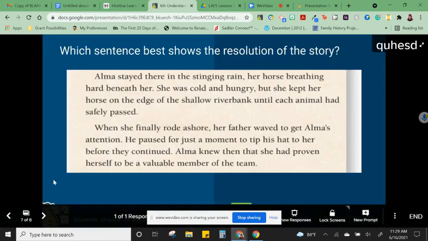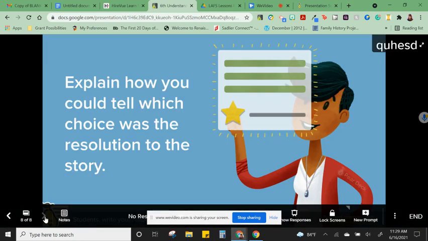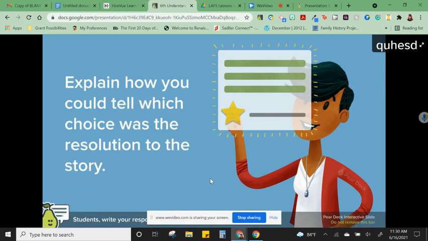I would hide my responses. And our final exit ticket question for this mini lesson is: explain how you could tell which choice was the resolution to the story. So think back to the answer that you just chose as the resolution and explain to me, how did you know that was it?